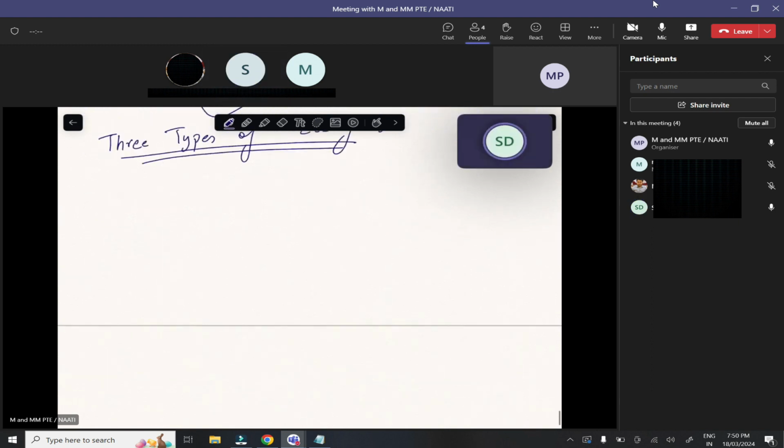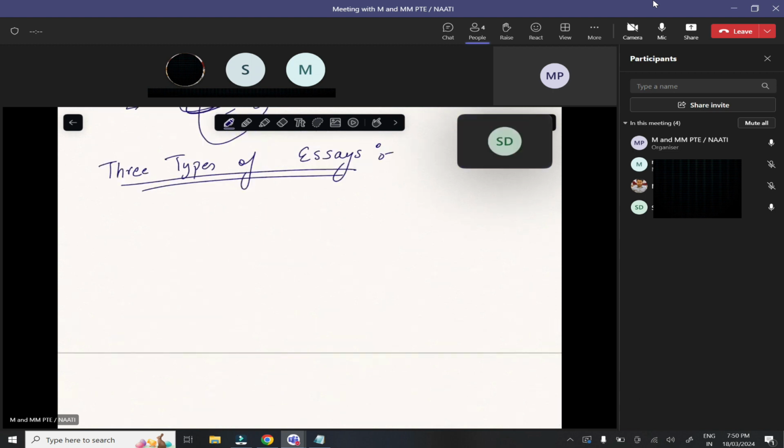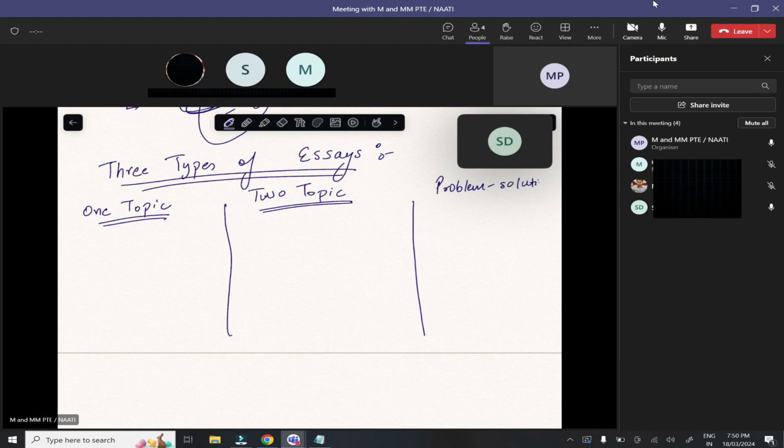Perfect. Okay, so in the exam, there are going to be three different types of essays, and it could be any one of them that you get in the exam. Those three types are: one topic essay, two topic essay, and problem and solution essay. Whatever statement you get in the real exam will always fall under at least one of these types.